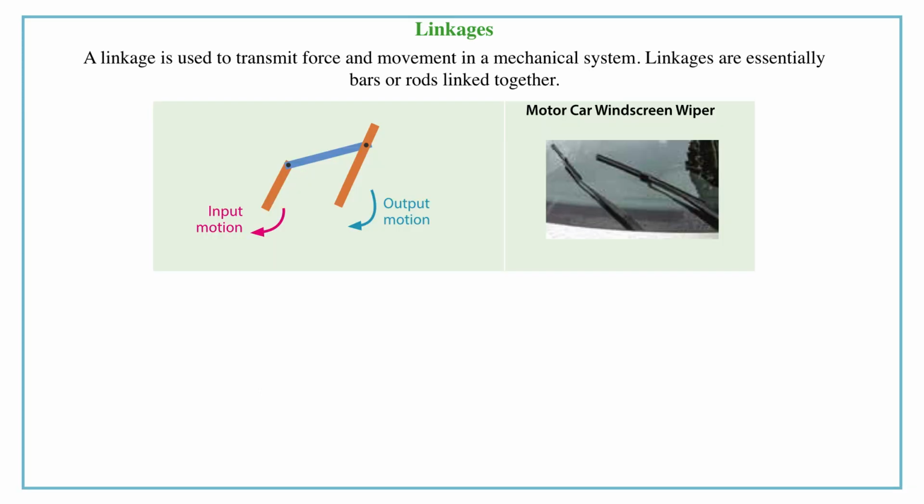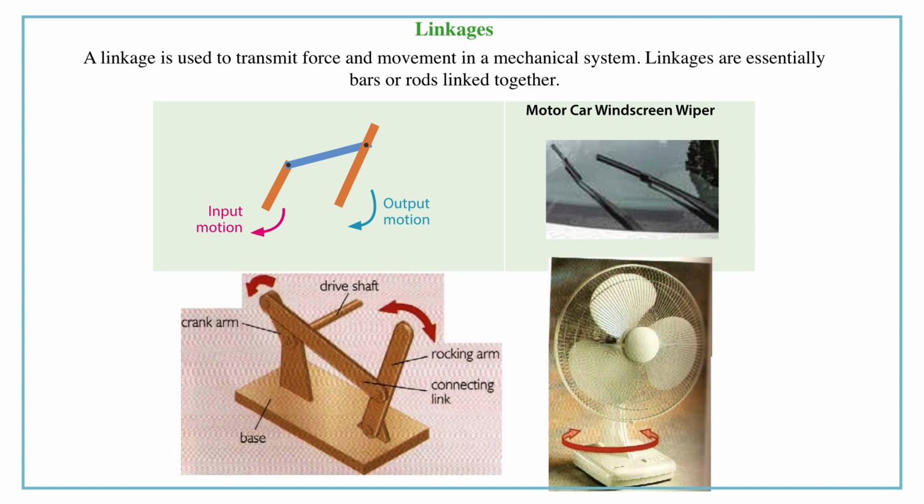So let us have a look at linkages. A linkage is used to transmit force and movement in a mechanical system. Linkages are essentially bars or rods linked together. The example given here is that of a motor car windscreen wiper. You will recall this example we had looked at previously, which consists of a 4-bar linkage.